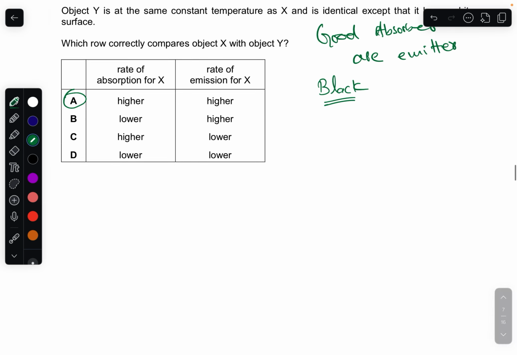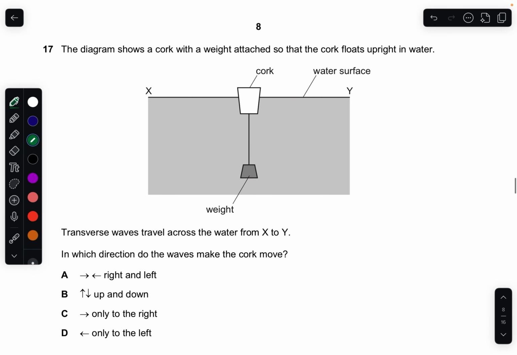In the next question, the diagram shows a cork with a weight attached so that the cork floats upright in the water. A transverse wave passes through the water. In which direction will the particles move? The cork is like this, with the transverse wave moving from X to Y. We know in a transverse wave particles move perpendicular to the motion, so it will be up and down, perpendicular to the motion of the wave. Okay.